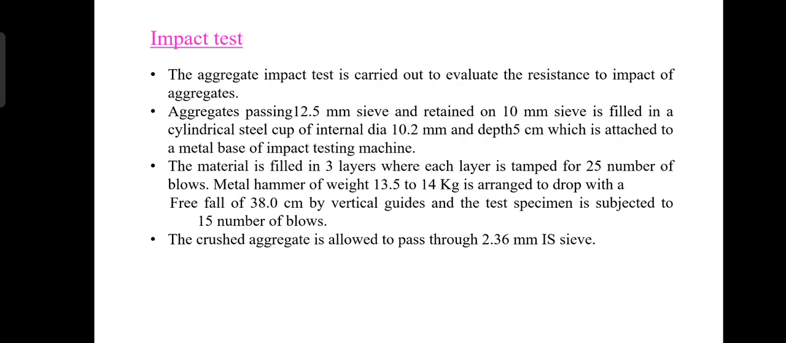The aggregate impact test is carried out to evaluate the resistance to impact of aggregates. The aggregate passing through a 12.5 mm sieve and retained on a 10 mm sieve is filled in a cylindrical steel cup of internal diameter 10.2 mm and depth 5 cm, which is attached to the metal base of the impact testing machine. The material is filled in 3 layers, where each layer is tamped with 25 blows. A metal hammer of weight 13.5 to 14 kg is arranged to drop with a free fall of 38 cm by vertical guides, and the test specimen is subjected to 15 blows. The crushed aggregate is allowed to pass through a 2.36 mm IS sieve.